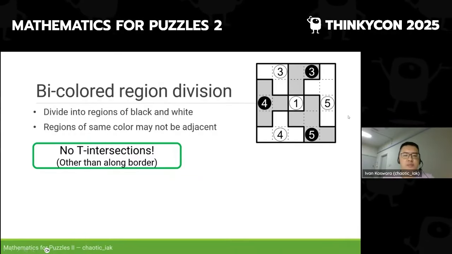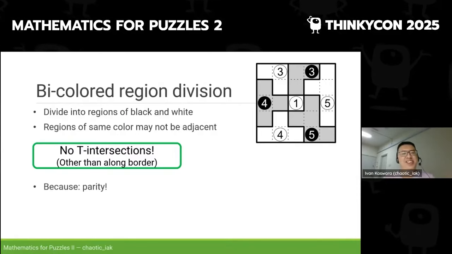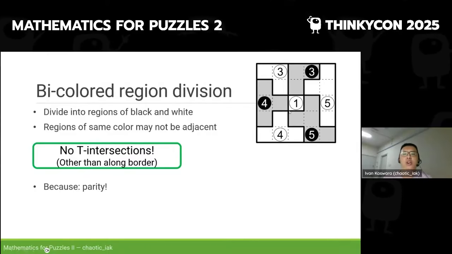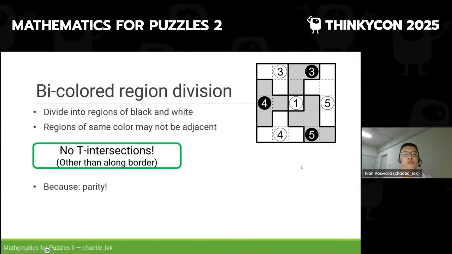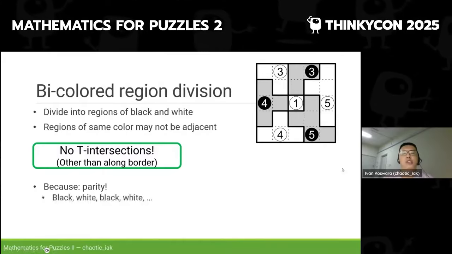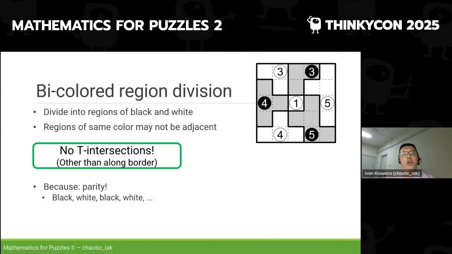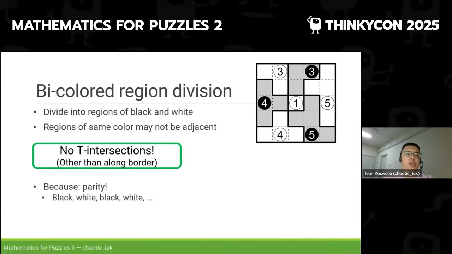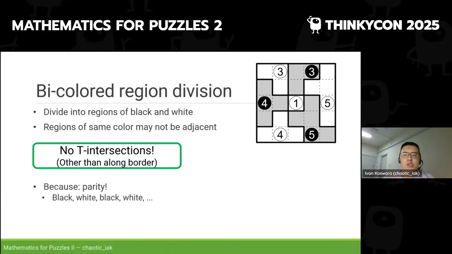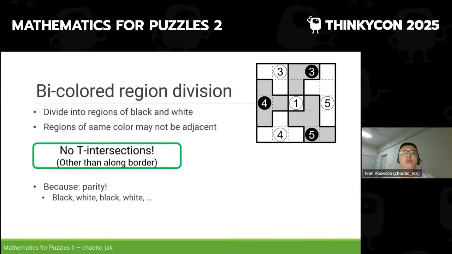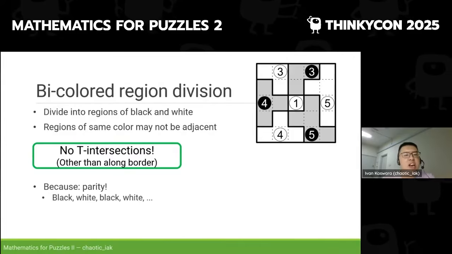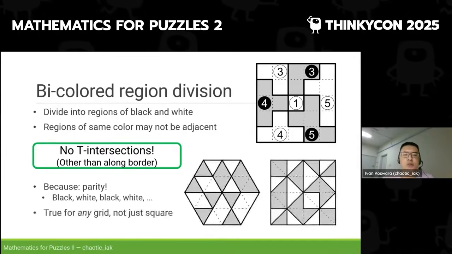Why is that the case? Because parity again. See, parity appears again. If you take any intersection like this and then you walk around the intersection, you start from a black region. Every time you cross a region border, you are going to change colors into white, and then another border into black, another border into white, and at the end you must end up where you started. It must be black again, so you must cross borders an even number of times. But a T intersection is three region borders. That does not work.